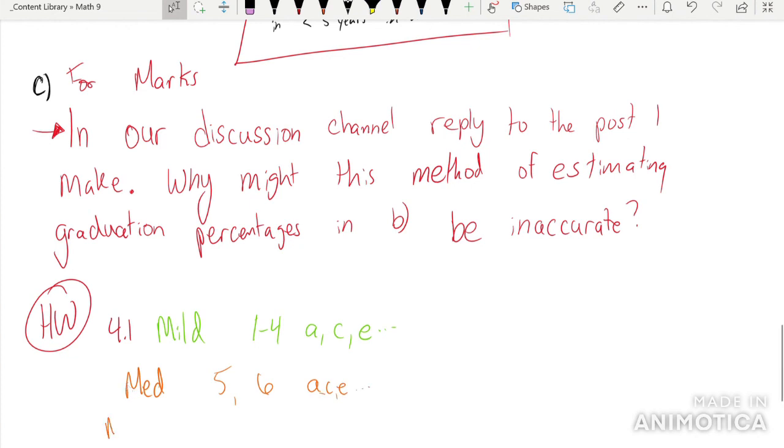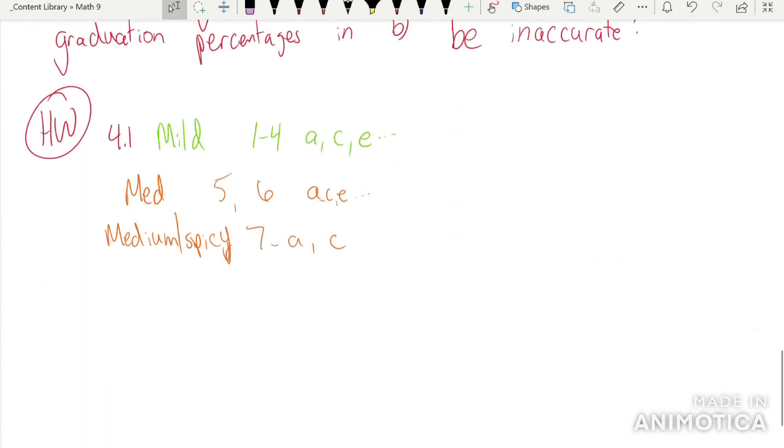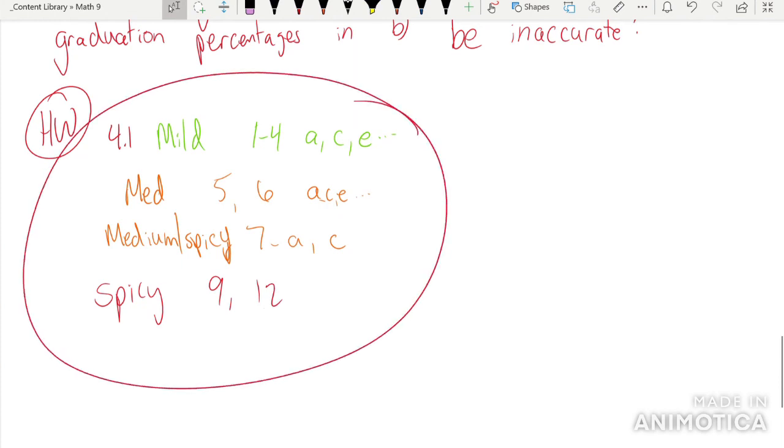There is a medium spicy this time. So it's kind of spicy, but it's not all the way there yet. I would still give this one a try. Try 7, A, and C. It is the same as 5 and 6, except it deals with shapes. And then last but not least, our spicy questions are 9 and 12. So this is homework, practice for Monday.